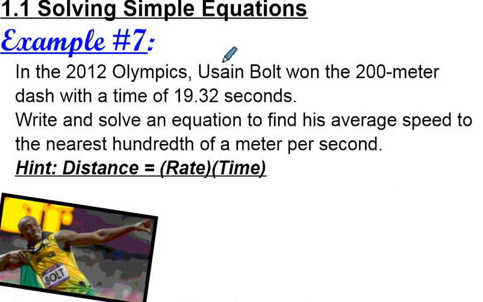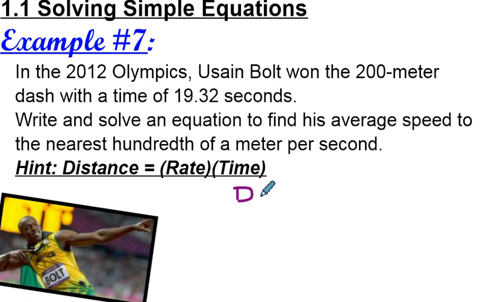All right, there are 2 more to go. These are the solving real-life problems that I was talking about to start this video. Example number 7 here says, in the 2012 Olympics, Usain Bolt won the 200-meter dash with a time of 19.32 seconds. Write and solve an equation to find his average speed to the nearest hundredth of a meter per second. And then I even gave you a hint here for how you compute a distance based on a rate and time. It's d equals r times t, or distance equals rate times time.